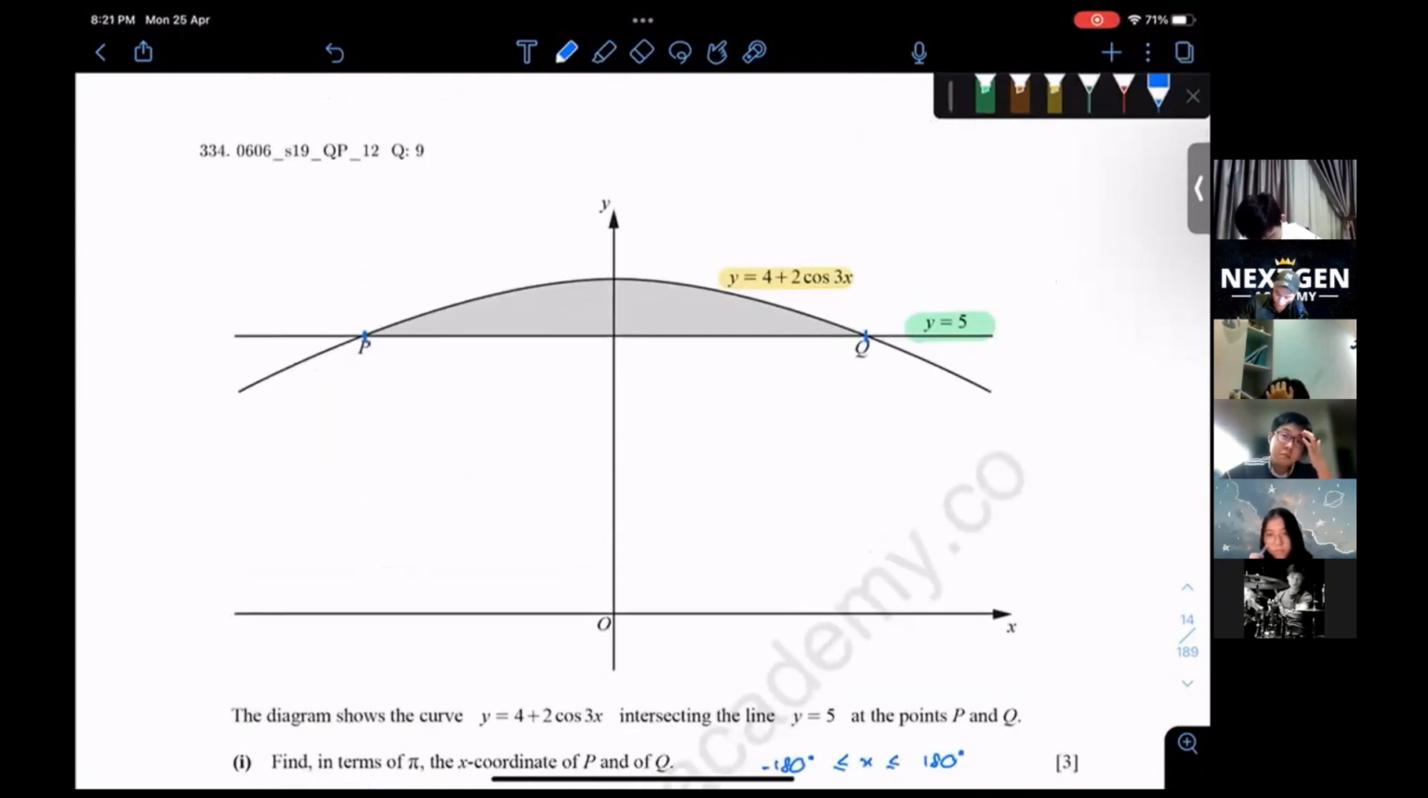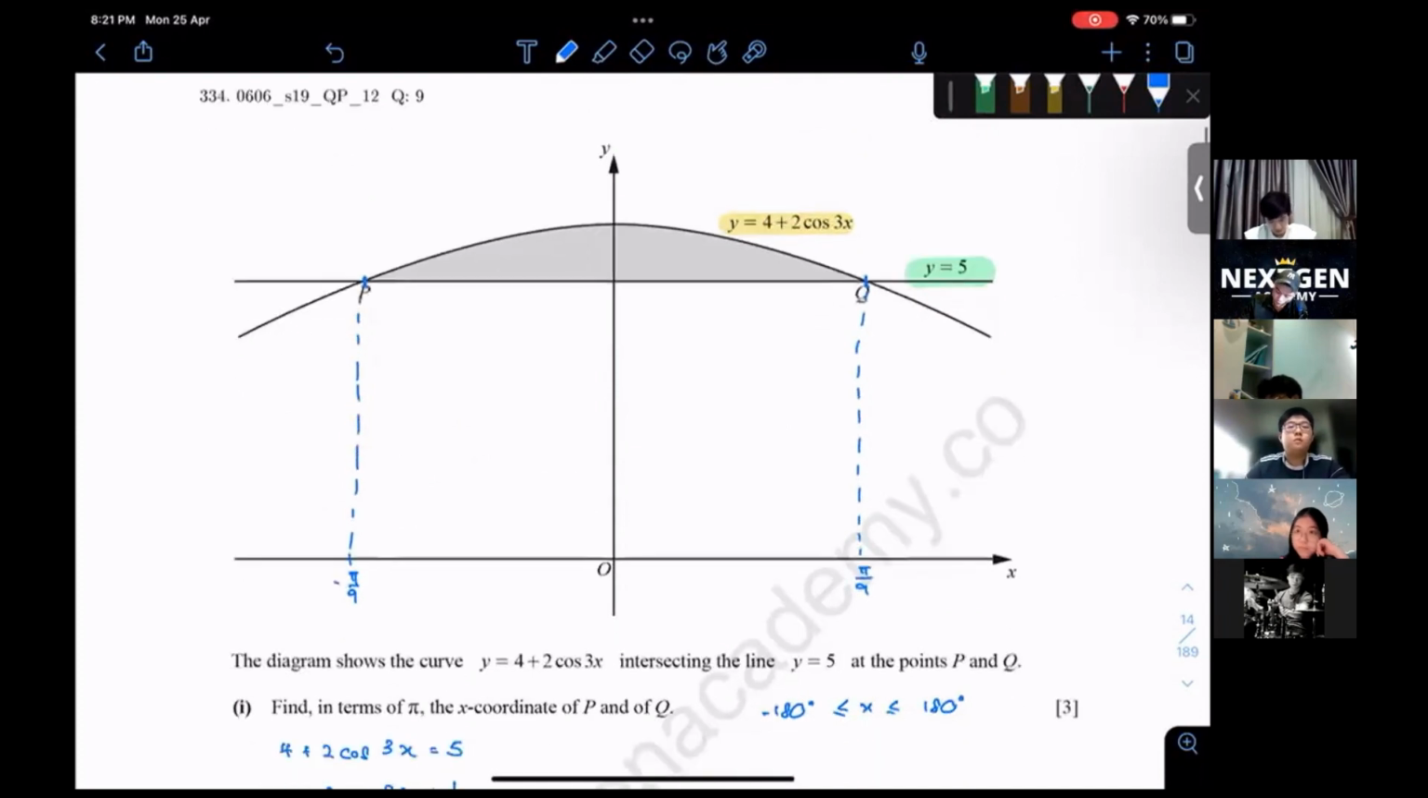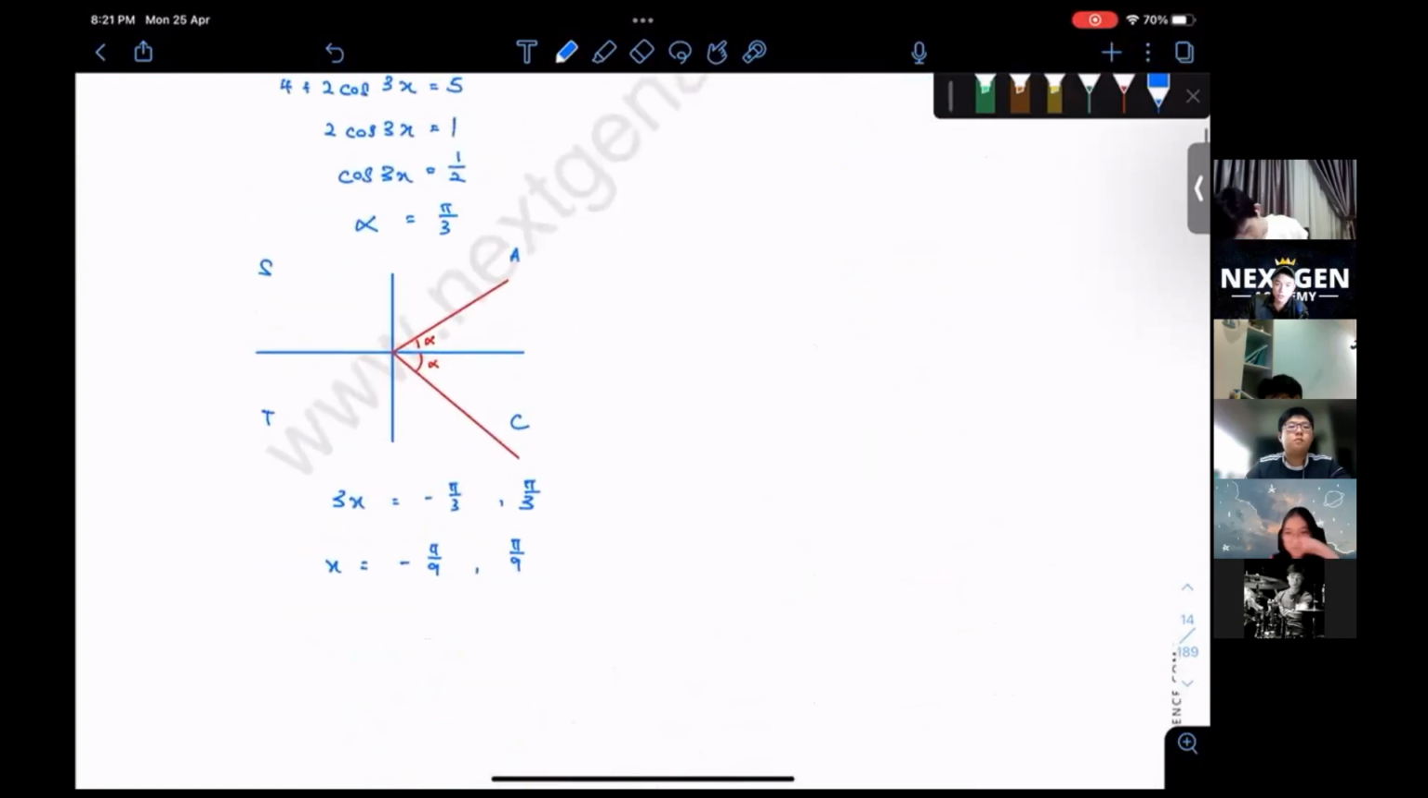So we know over here, we draw this down. This will be negative pi over 9. This will be pi over 9. Okay, so any question? Wei Zheng, understand? Okay, quite tricky this one.